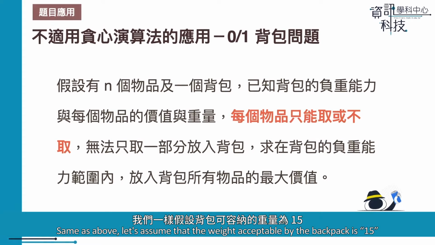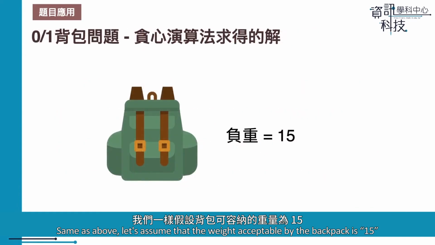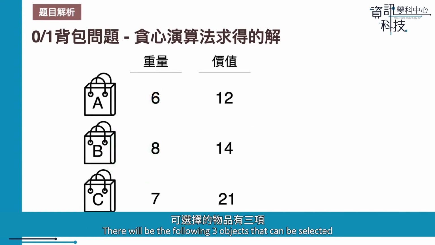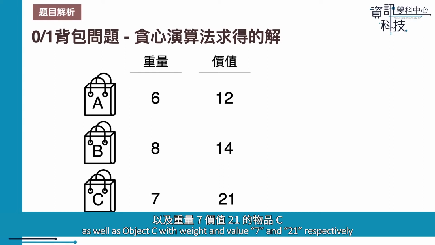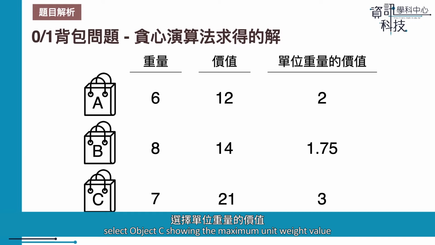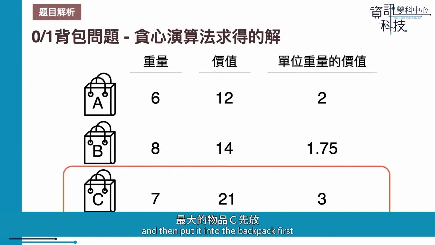Same as above, let's assume that the weight acceptable by the backpack is 15. There will be the following three objects that can be selected. Object A with weight and value 6 and 12, Object B with weight and value 8 and 14, as well as Object C with weight and value 7 and 21 respectively. Based on the greedy code being created in the previous example, select Object C showing the maximum unit weight value and then put it into the backpack first.